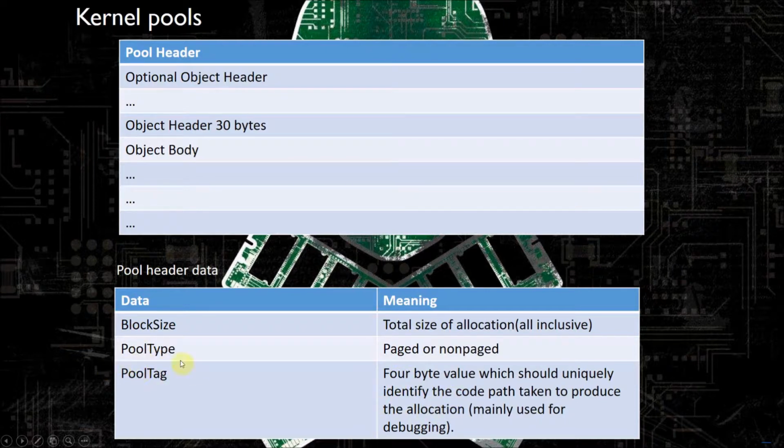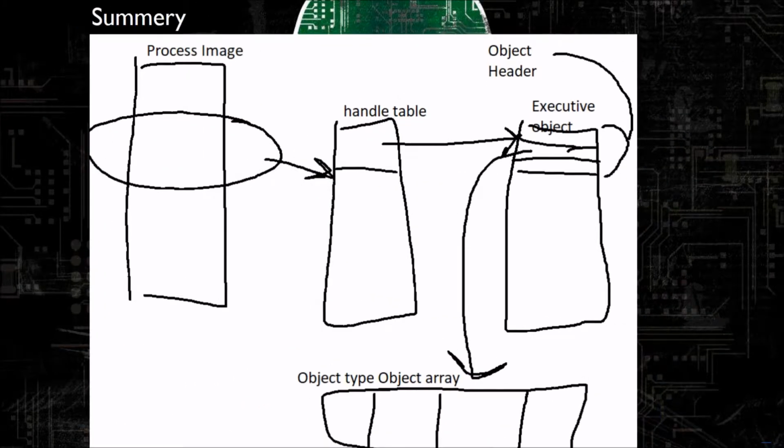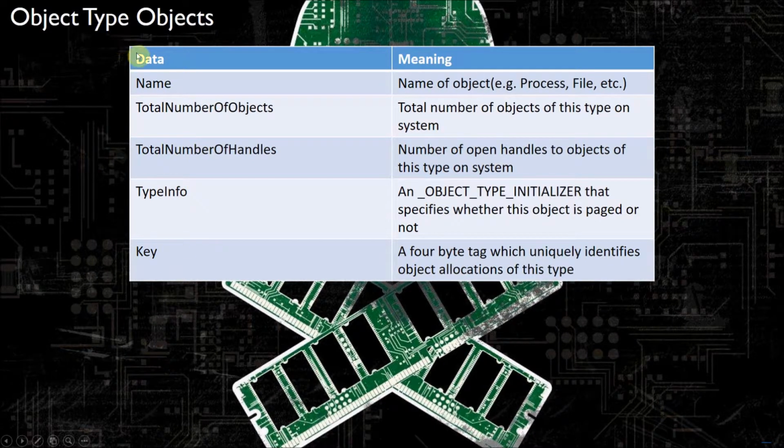So you may be wondering, where is this pool tag going to come from? Well, if we go back to what we covered previously, an object type object contains a key, which is a 4-byte tag.